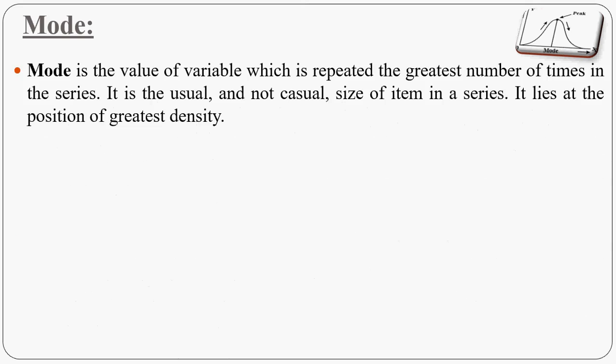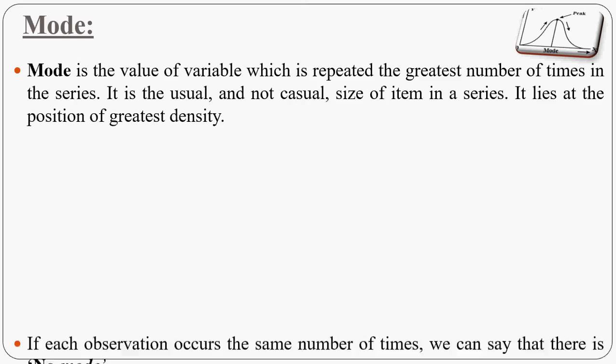Now, what is mode? The highest number of repeated items in a series is called mode. So mode is the value of the variable which is repeated the greatest number of times in the series. So it is the usual and not casual size of item in a series. It lies at the position of greatest density.